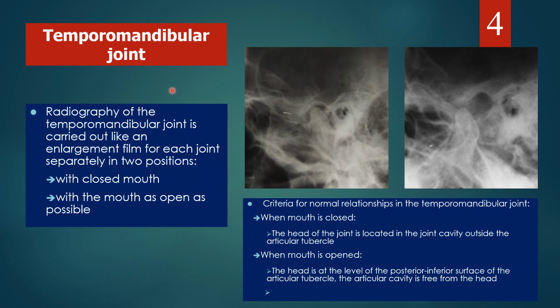Radiography of the temporomandibular joint is carried out like an enlargement film for each joint separately in two positions, with closed mouth and with the mouth as open as possible. Criteria for normal relationship in the temporomandibular joint: when the mouth is closed, the head of the joint is located in the joint cavity outside the articular tubercle. When the mouth is opened, the head is at the level of the posterior anterior surface of the articular tubercle. The articular cavity is free from the head.